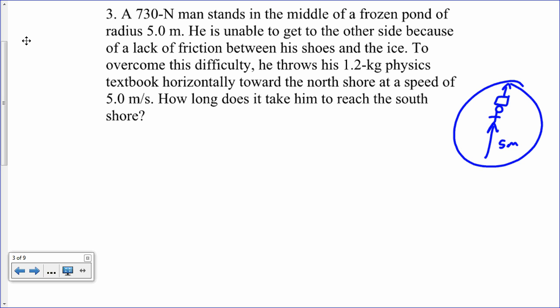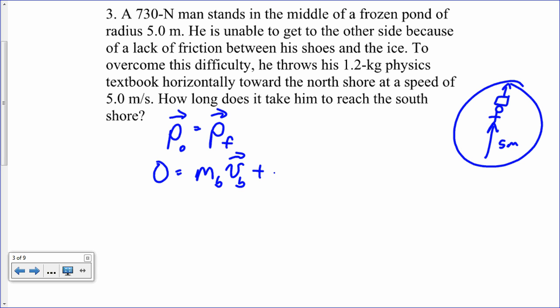consider the momentum. And we can say that the initial momentum is equal to the final momentum. Now initially, neither the book nor the man are moving. So the initial momentum is 0. In the final momentum, we have the mass of the book times the velocity of the book plus the mass of the man times the velocity of the man. All right, so I can put in my numbers here. The mass of the book was 1.2 kilograms. The velocity of the book is 5 meters per second.